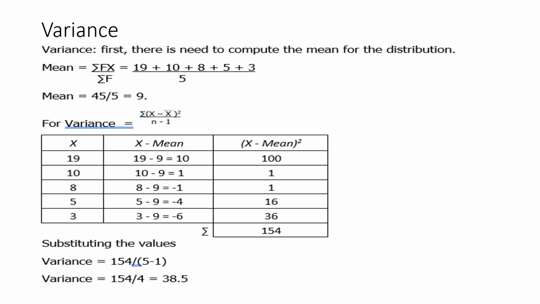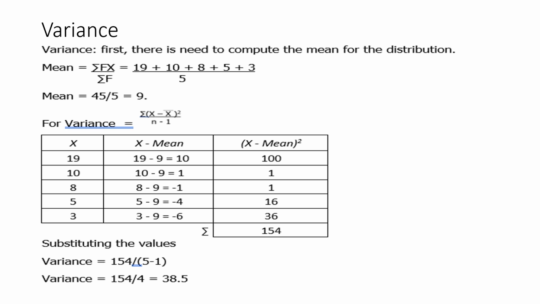The next thing is to square the answers we get here. 10 times 10 gives us 100. 1 times 1 is 1. Minus 1 times minus 1 gives us 1. Minus 4 times minus 4 gives us 16. Minus 6 times minus 6 gives us 36. When we sum all this together, it gives us 154.